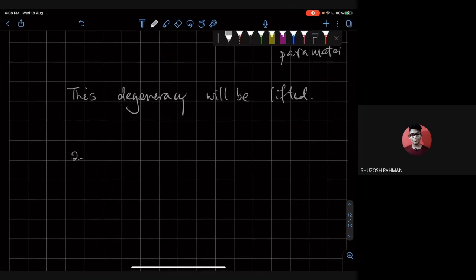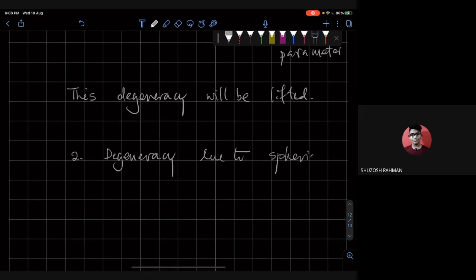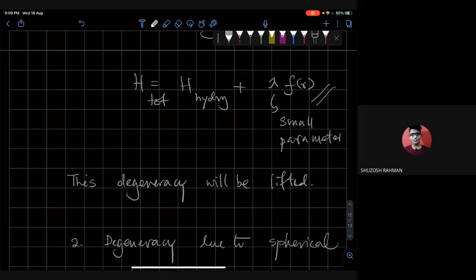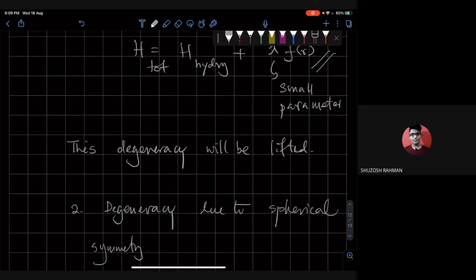The second is the degeneracy due to spherical symmetry. And that degeneracy is not lifted by a perturbation like this, because a perturbation like this is going to respect spherical symmetry, right? So that degeneracy would be lifted if the perturbation were to break spherical symmetry. Okay, any questions?